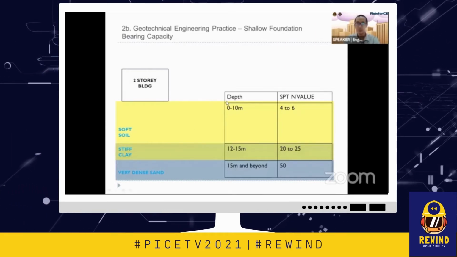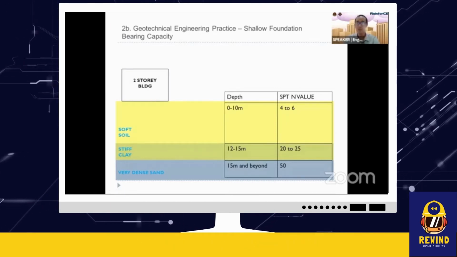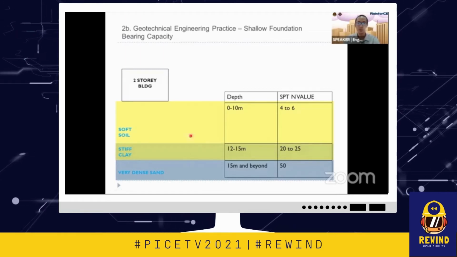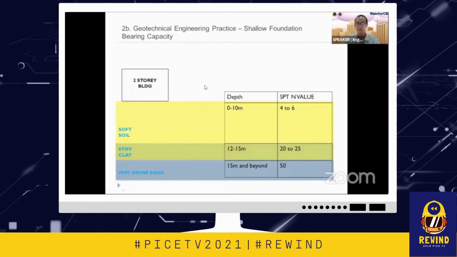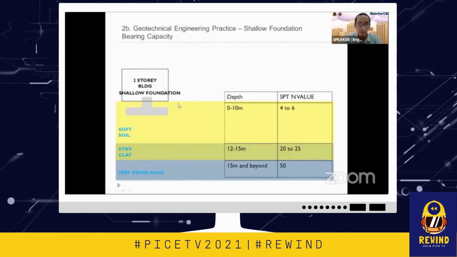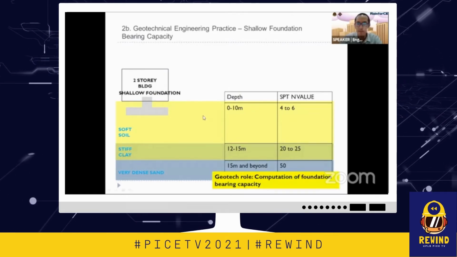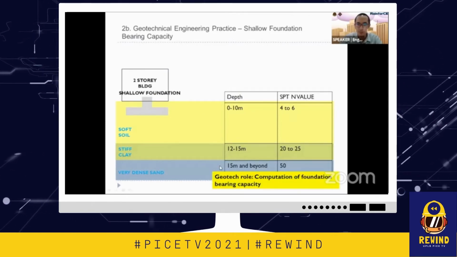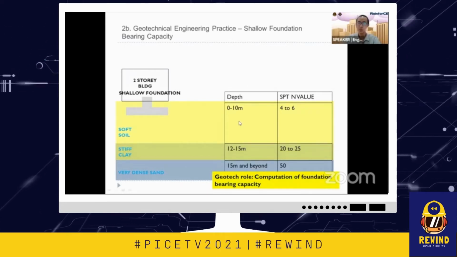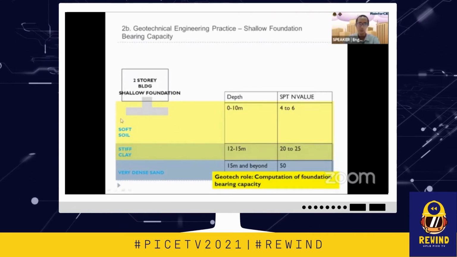For this 2-story building, it's the role of the geotechnical engineer to recommend what type of foundation is to be constructed based on the information at hand. For this 2-story building, the recommendation is a shallow foundation. The geotech's role is the computation of foundation bearing capacity for this project.